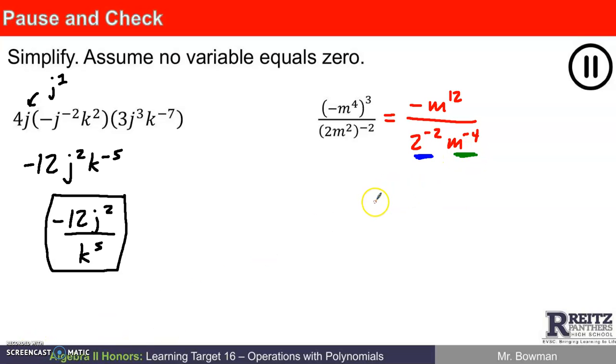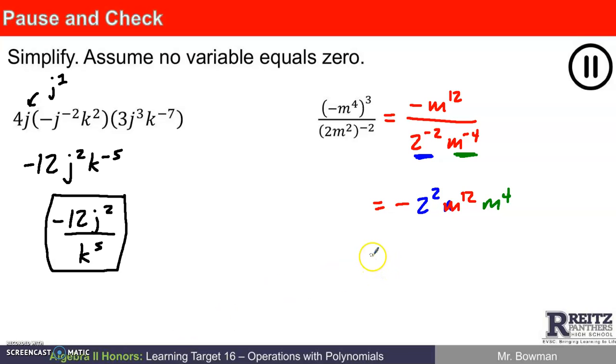So when I rewrite what I have, I've got my negative 1. I'm going to get 2 squared on top now. The 2 to the negative second belongs as 2 squared on top. I've got my m to the 12th that was there in the previous step. And I've got an m to the 4th that showed up there because I had to move the m to the negative 4th out of the denominator.